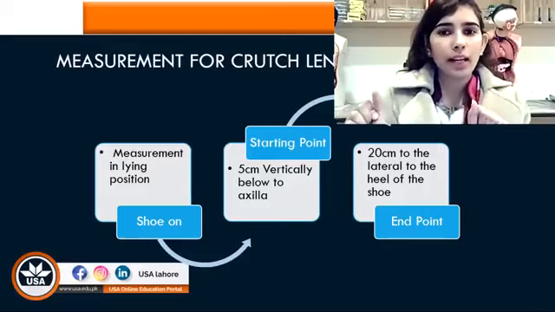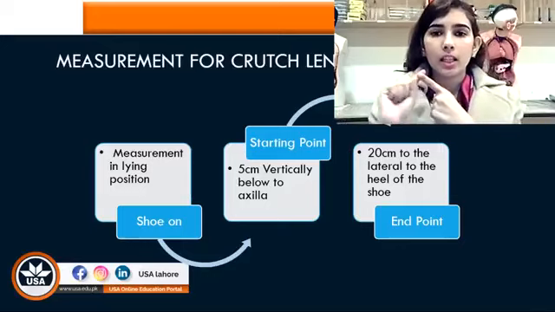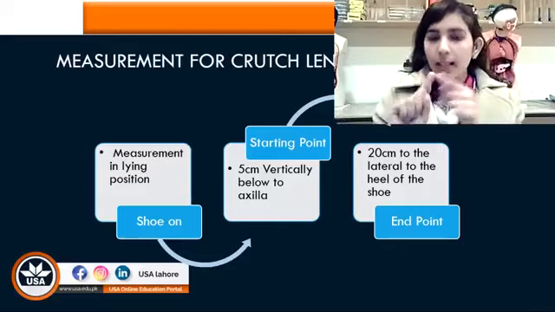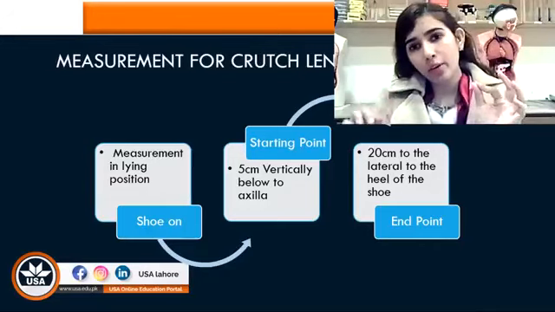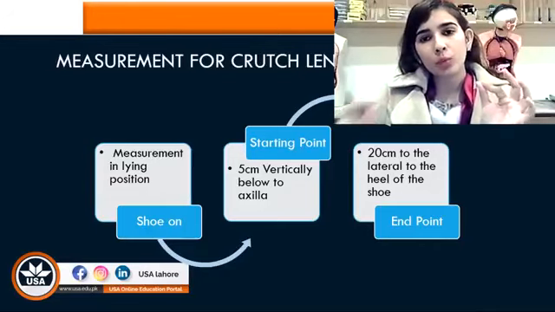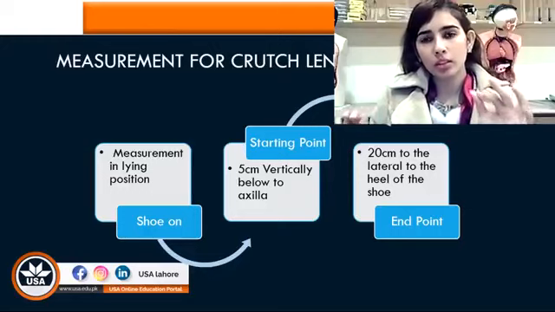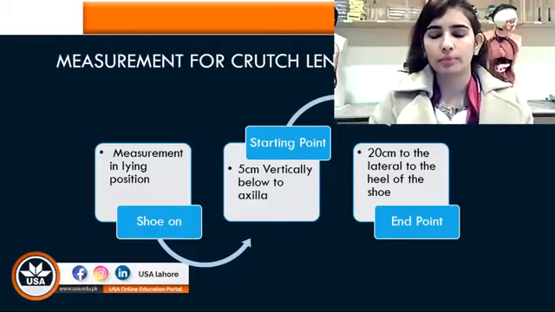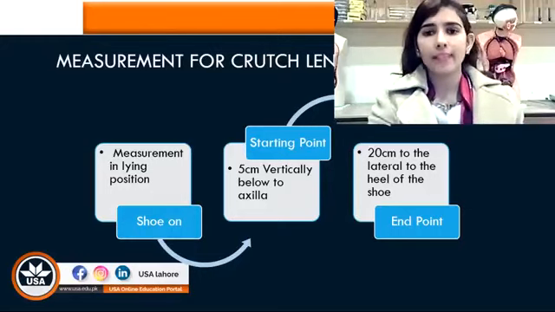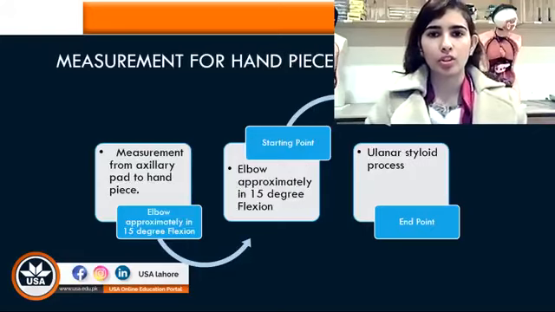So where is the starting point? It's 5 centimeters below the axilla, and the measuring end of the tape would be 20 centimeters away from the heel of the foot of the patient. This will give the exact length that is required for the crutch.